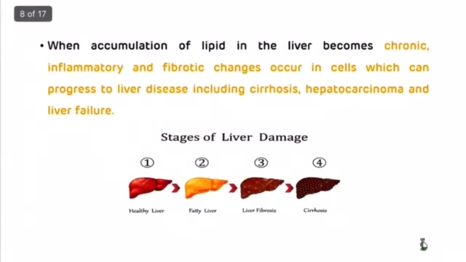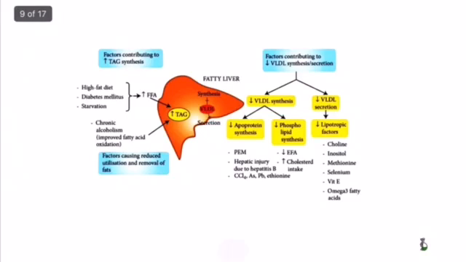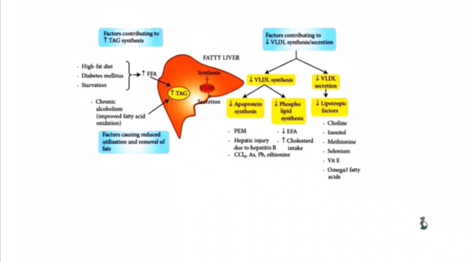And here is a picture of a healthy liver progressing to fatty liver, then liver fibrosis and ultimately liver cirrhosis. Now we're talking about causes of fatty liver. As we talked earlier, factors contributing to increased TAG (triacylglycerol) synthesis are high fat diet, diabetes mellitus and starvation. They mainly increase free fatty acids that ultimately increase TAG.